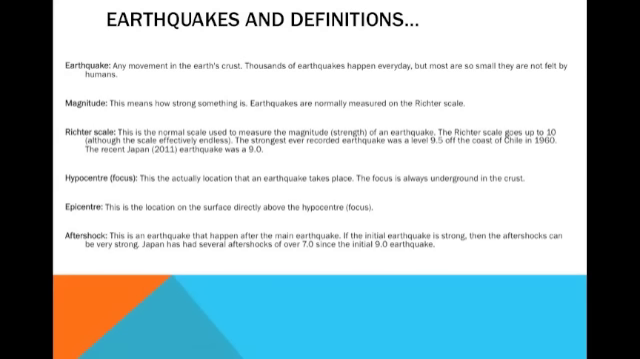What is the Richter scale? Well, it's a normal scale used to measure the magnitude, so the strength of an earthquake. It goes up to 10, although the scale is effectively endless. The strongest ever recorded earthquake was a level 9.5 off the coast of Chile in 1960. The recent Japan earthquake from 2011 was a 9.0.